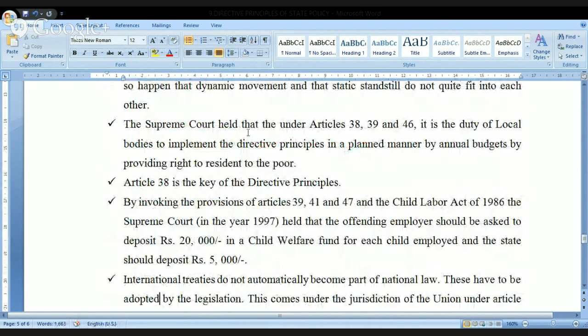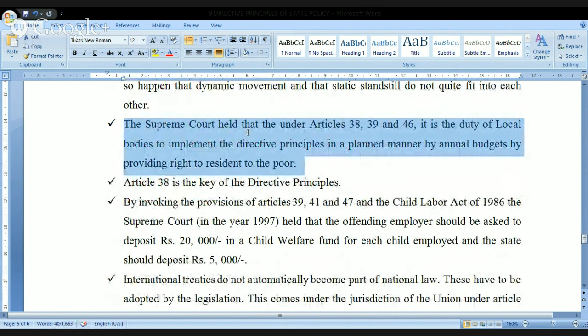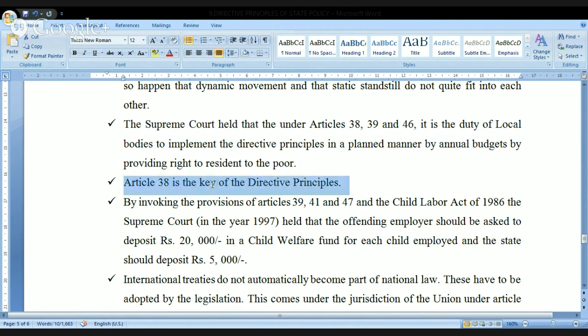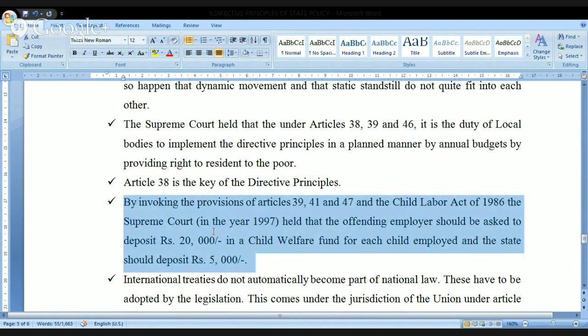Look at this. The Supreme Court held that under Articles 38, 39, and 46, it is the duty of the local bodies to implement the directive principles in a planned manner by annual budgets, by providing a right to residence to the poor. Important, I'll come to this once again. Article 38 is considered to be the key of the directive principles. By invoking the provisions of Articles 39, 41, 47, and the Child Labour Act of 1986, the Supreme Court in the year 1997 held that the offending employer should be asked to deposit 20,000 rupees in a child welfare fund for each child employed, and the state should also deposit 5,000 rupees.